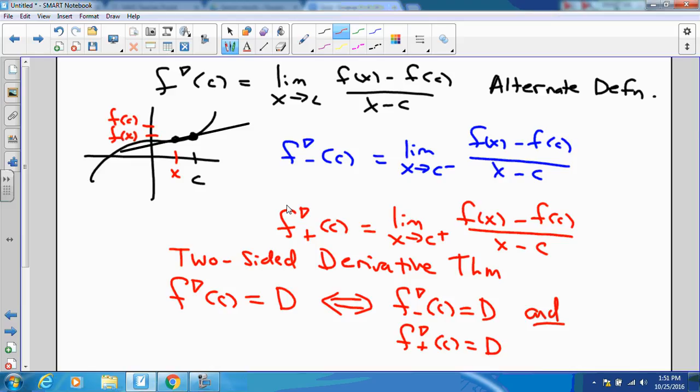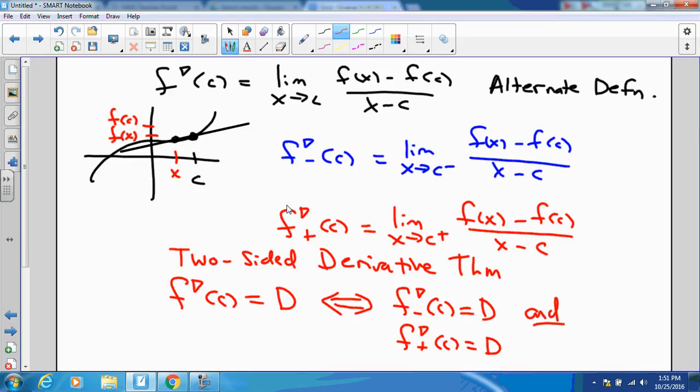Yes, sir. What if they are different? If they are different, then the overall limit fails to exist, does not exist. And we simply say that f prime of c does not exist. Because if it did exist, if it were some value, say 6, then both the limit from the left and the right, or the derivative from the left and the right, would both have to be equal to 6.